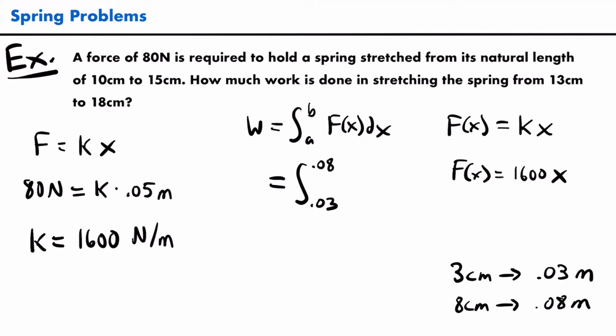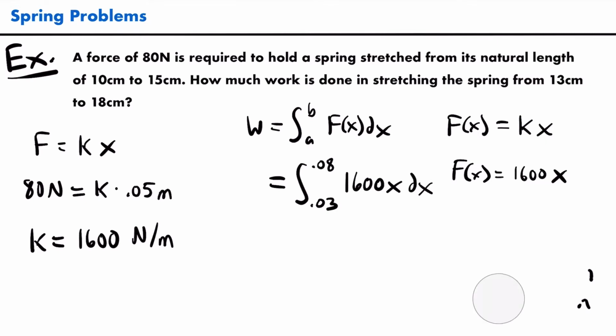Okay, so remember that when you are setting up your definite integral, your bounds of integration need to be measurements from the natural length of the spring. All right, so it's important to keep that in mind. But then we can finish setting up this definite integral by plugging in our force function, which is 1600 times x, and then multiply by dx. All right, and so now we can solve our definite integral, and we will have the work done in stretching the spring from 13 centimeters to 18 centimeters.